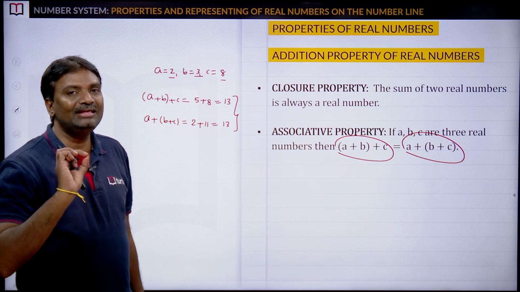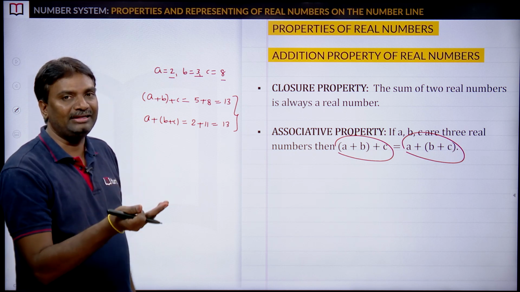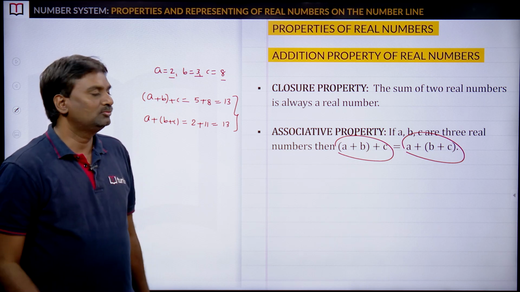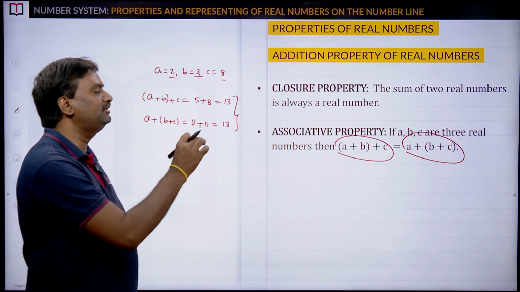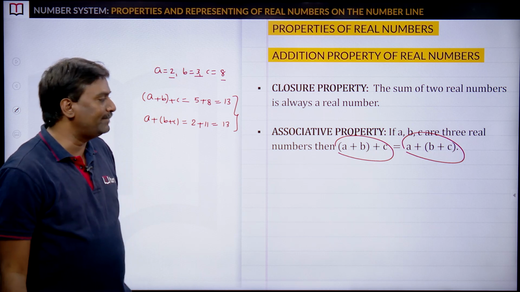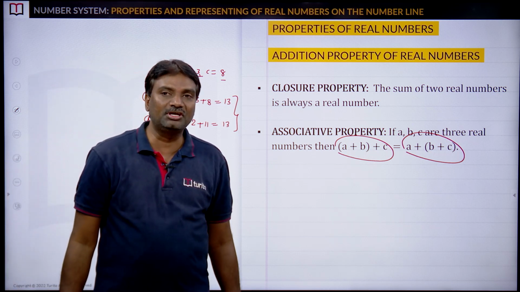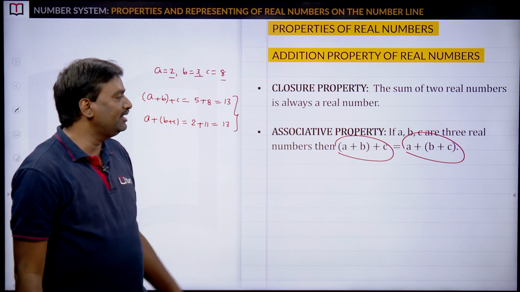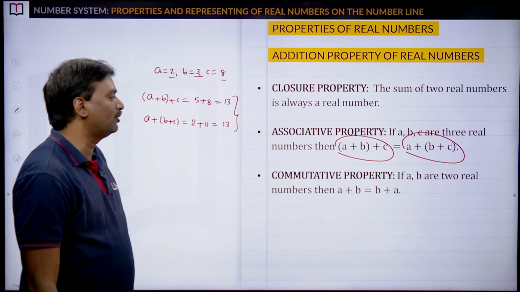So, you may take any three real numbers, integers or rational numbers or irrational numbers, whatever it may be. So, for every three real numbers A, B, C, it is true that (A plus B) plus C equals A plus (B plus C). This property is known as associative property.